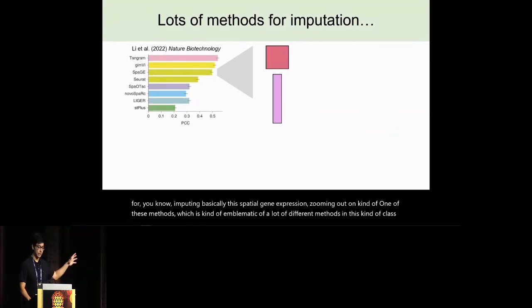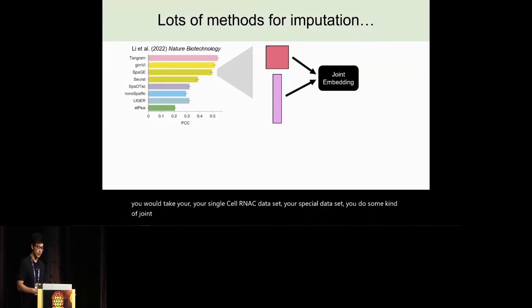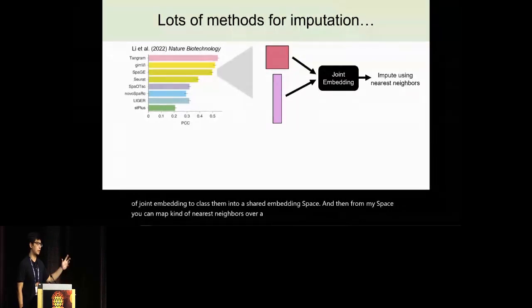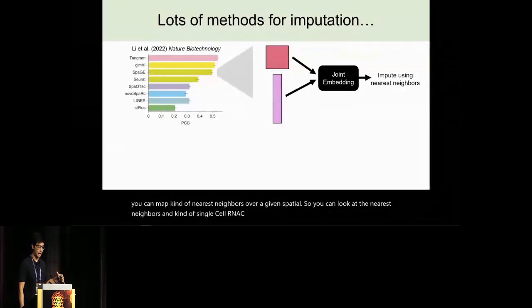You would take your single-cell RNA-seq data set and your spatial data set, do some kind of joint embedding to place them into a shared embedding space, and then from that space you can map nearest neighbors. So for a given spatial cell, you can look at the nearest neighbors in the single-cell RNA-seq space, and then use that to aggregate information and impute the rest of the missing genes in the whole transcriptome of that cell.